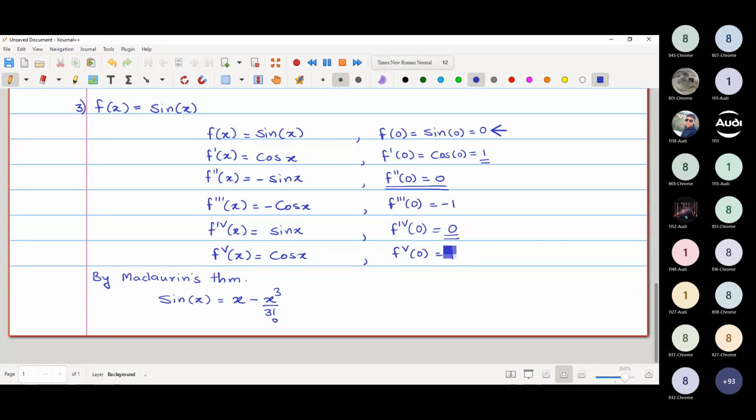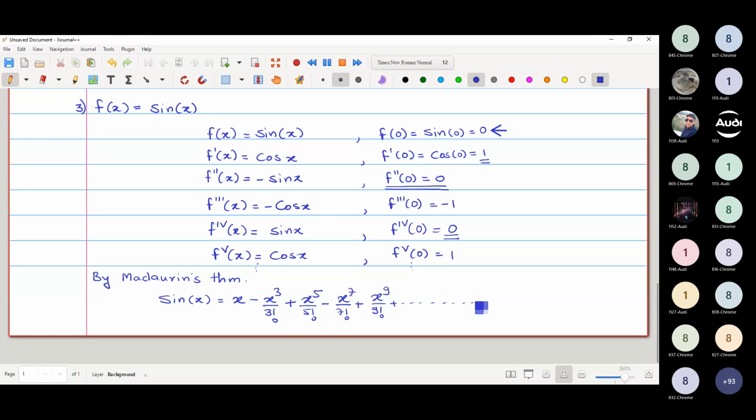What will be the fifth derivative term? Plus x raised to the power 5 upon 5 factorial. Can you tell me one more term? Will it be plus or minus? Minus x raised to the power 7 upon 7 factorial. Can you tell me one more? Will it be plus or minus? Plus x raised to the power 9 upon 9 factorial.